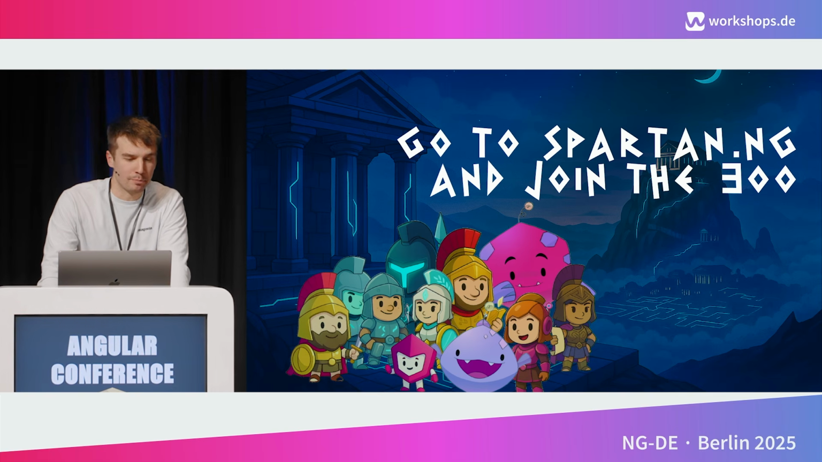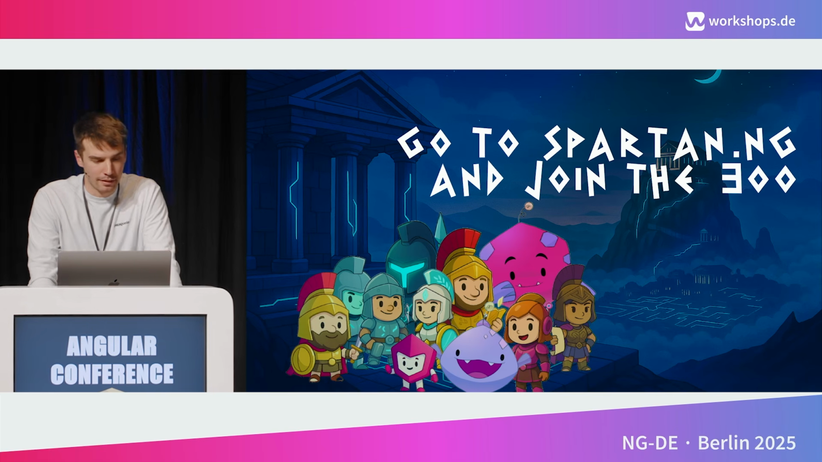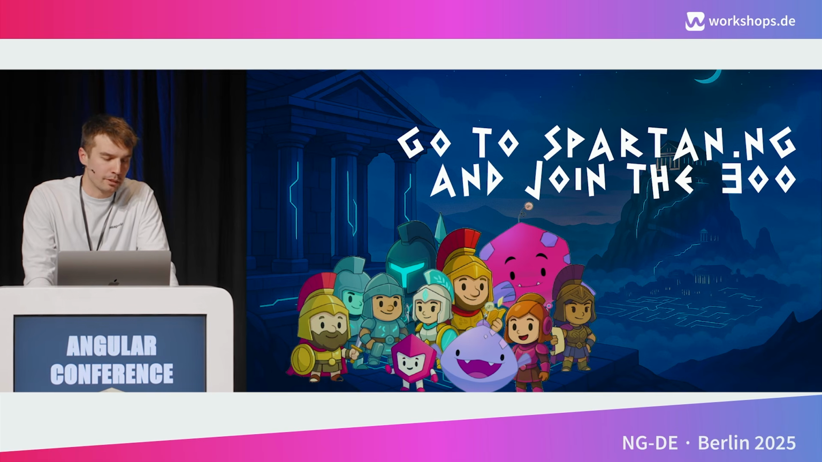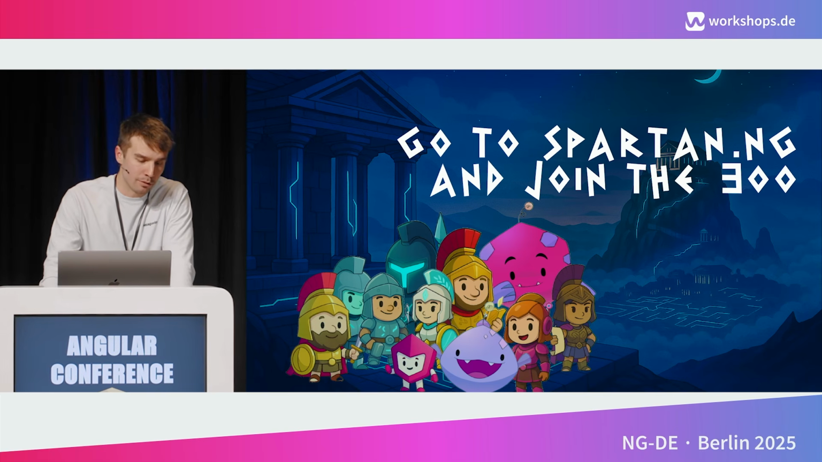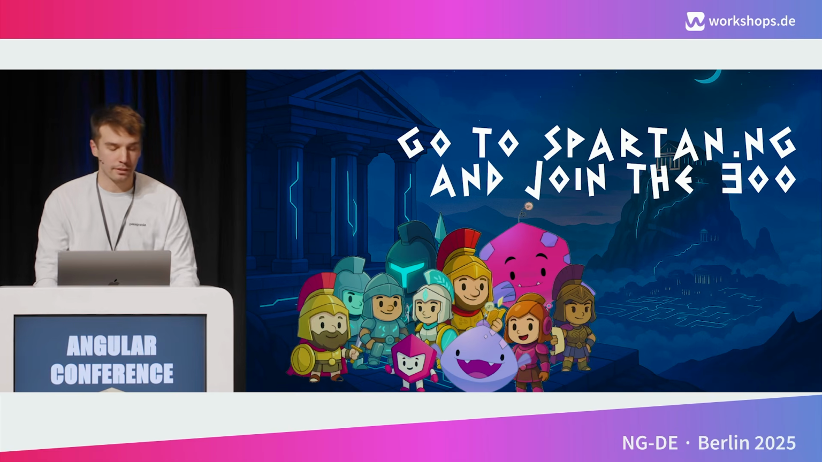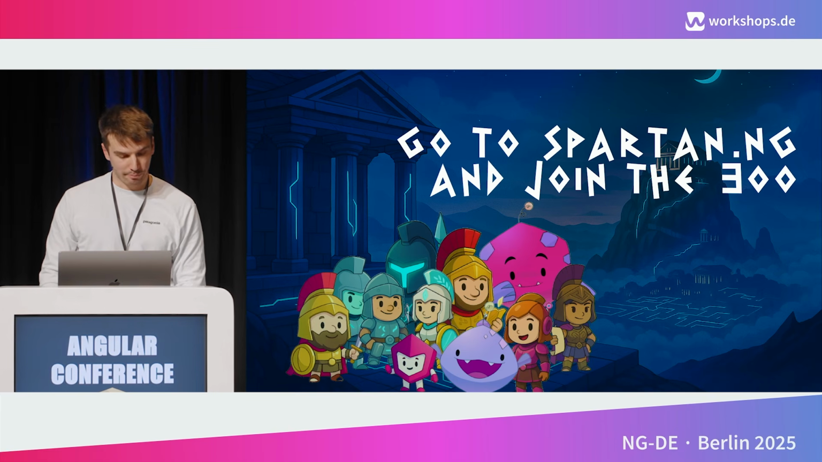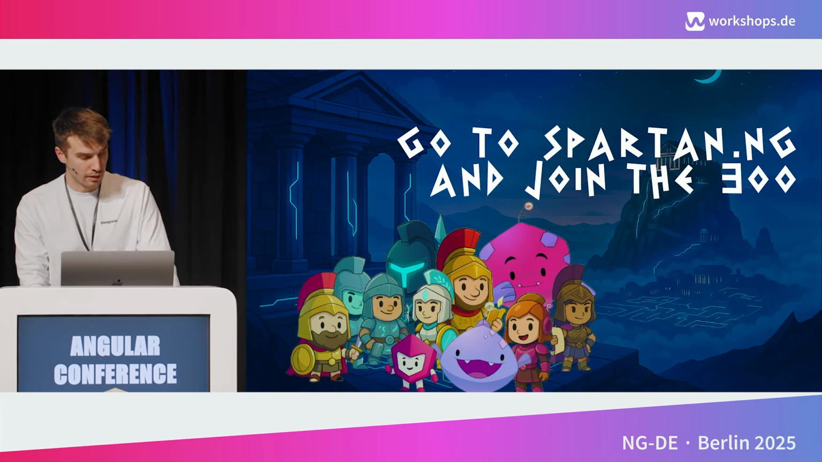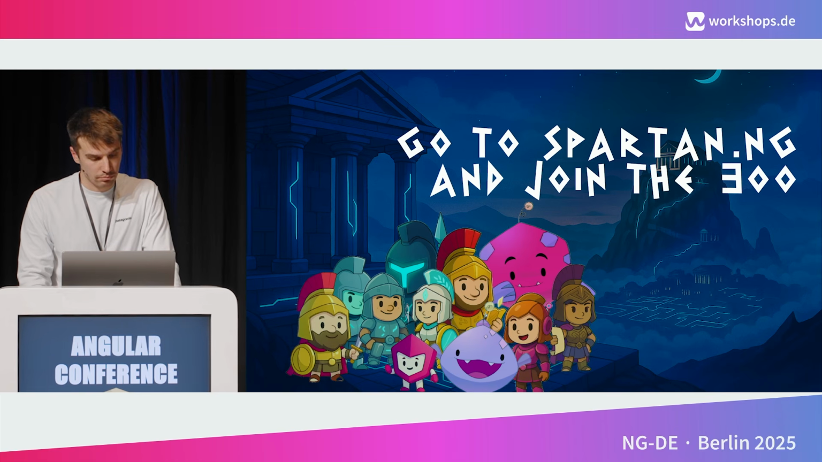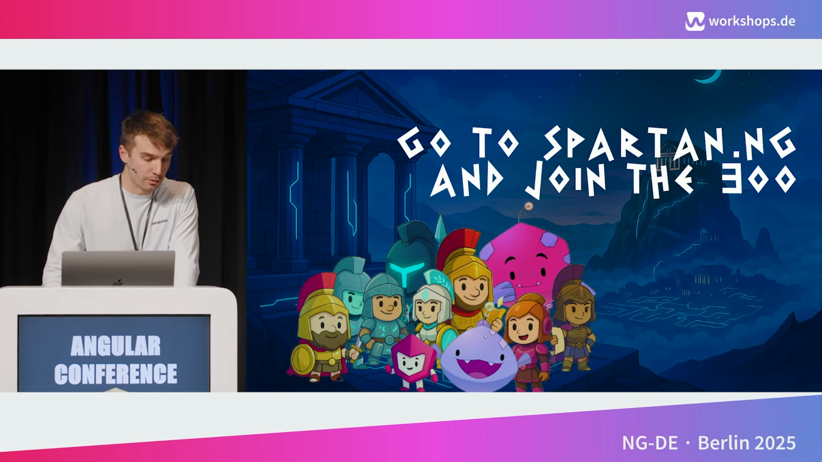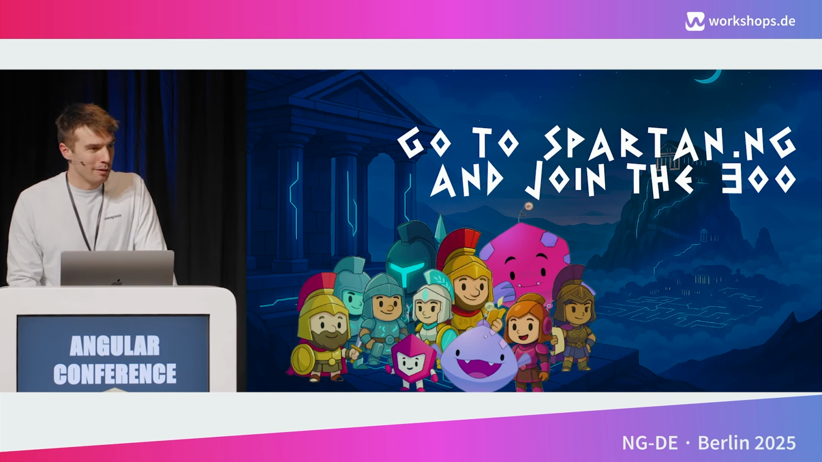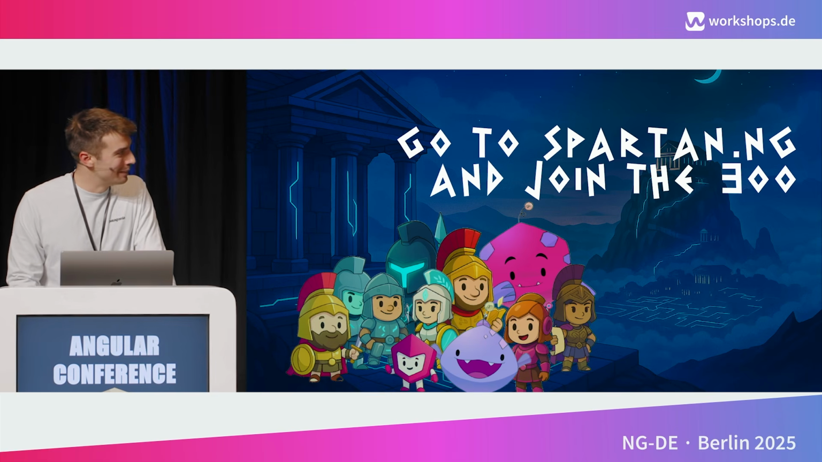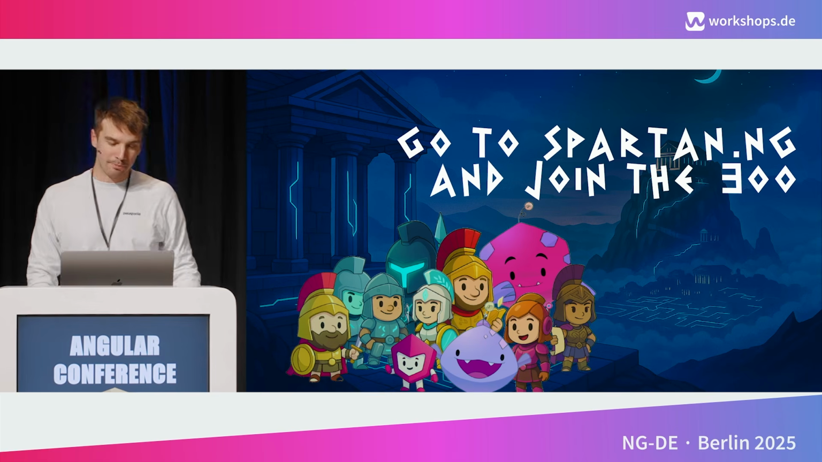You don't have to choose between beautiful but rigid, flexible but exhausting, fast but inaccessible. You can have components that are beautiful and customizable, accessible and performant, modern and stable. So if you're curious and want to learn more, go to spartan.ng and join the 300, which is what we call the first 300 contributors or supporters.